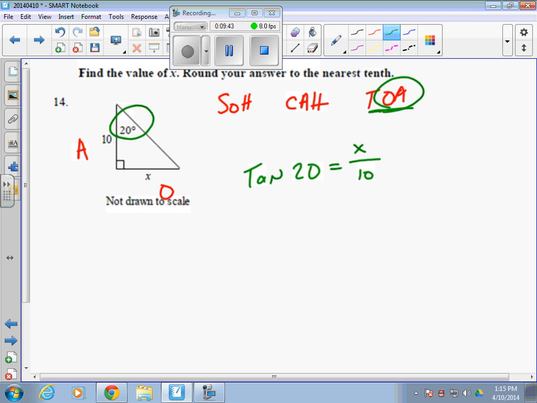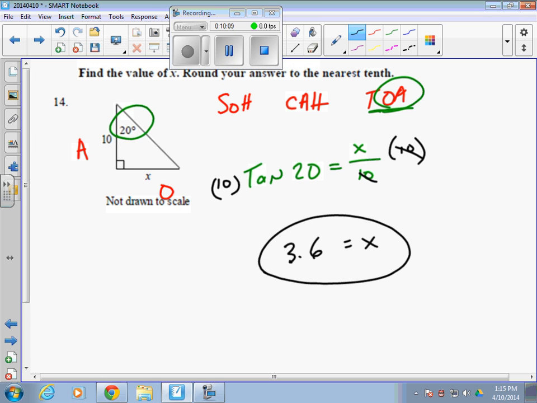So in order to find x's value, that says divide by 10, you multiply by 10. Do it here as well. So it'll cancel this out and leave you with just x, which is what you were looking for. So you simply punch that in as 10 tangent 20 and press enter. 10 tangent 20, and you'll get, it's an approximation, we'll call it 3.6. So x's value is approximately 3.6.